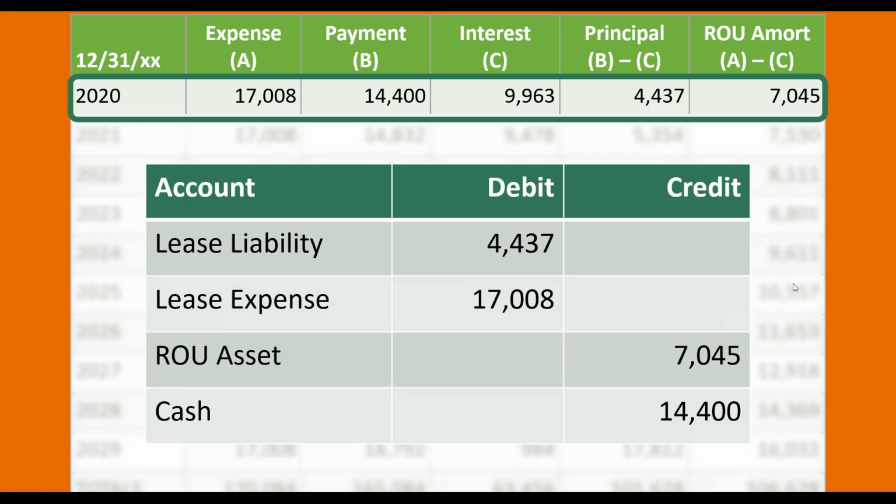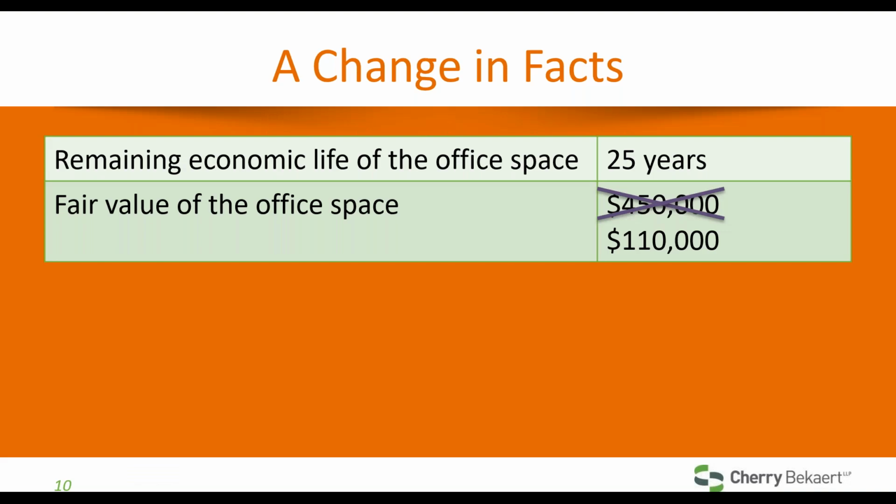And then every year after that, you're going to book a similar entry just following down that amortization table, assuming there's no other triggering events to make us revalue the lease. All right. But that's not always going to be the case. And so I'm going to have Jessica talk about if there was a slight change in facts and what that would do to our example.